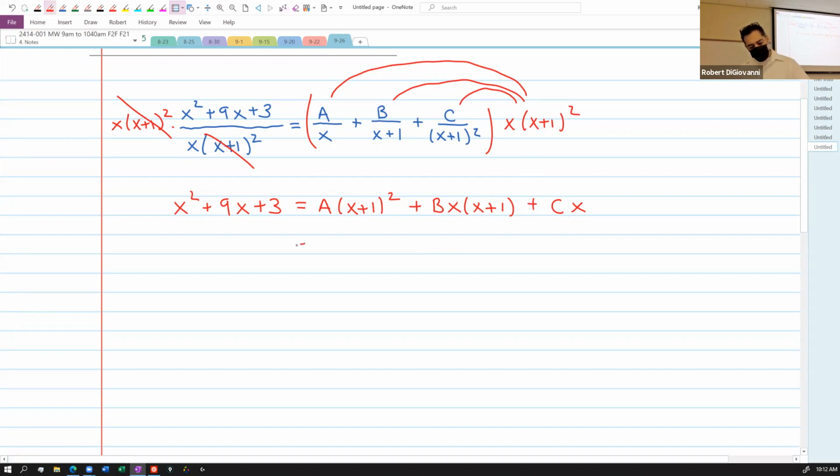So I'm going to expand out the right side. This is A times x squared plus 2x plus 1, plus Bx squared plus Bx plus Cx is x squared plus 9x plus 3. So all I did here was expand out x plus 1 squared, which is this. I distributed the Bx through here, and then I got my Cx on the outside. I'll pass the A through. Am I going too fast or are we good?